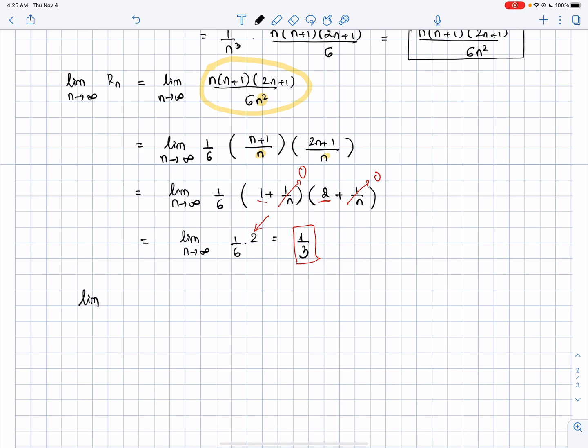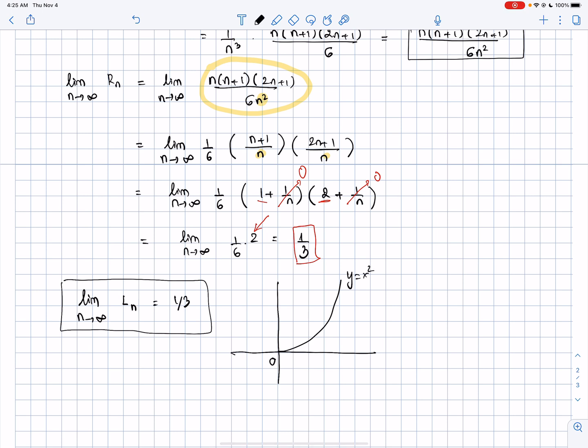Similarly, we are able to show that the left endpoint is also 1/3. Then we can conclude, combining example number 2 and this one, that the area under the curve y equals x squared between 0 and 1 is 1/3, which is this area that I shaded.